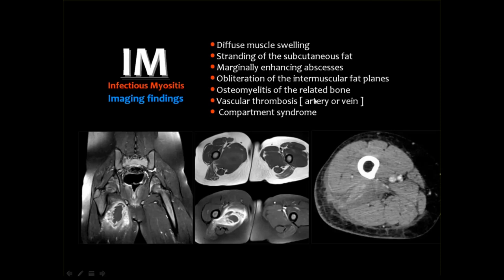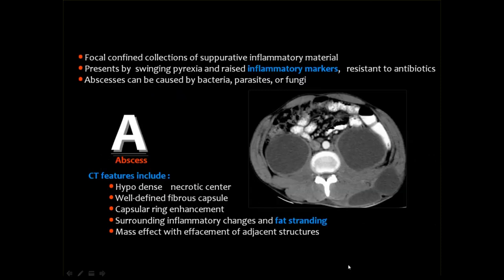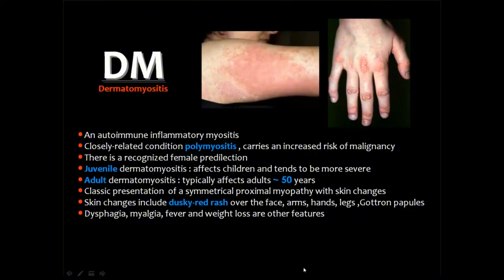If it is spread to the bone, you got osteomyelitis. If it affects the artery or the vein, you get vascular thrombosis. And if it is in the leg, you may get compartment syndrome. Soft tissue abscesses are similar to any abscesses anywhere in the body. You got a collection of pus which is surrounded by a capsule, and this capsule is enhanced if you inject contrast material in the CT or MRI. Then you see an example of multiple abscesses intra-abdominal and also in the back muscles.